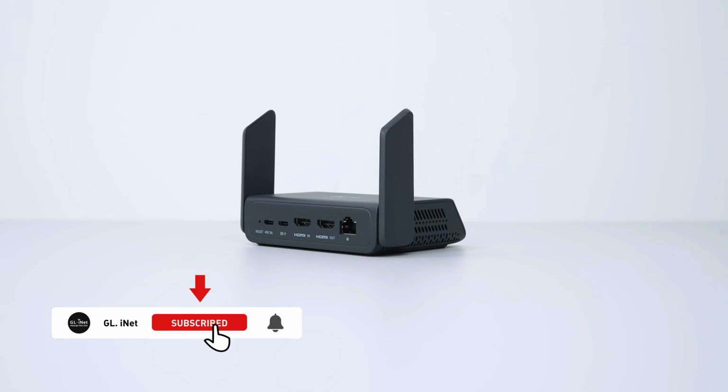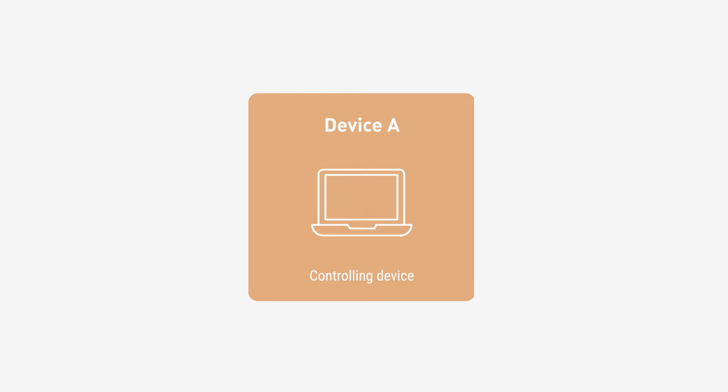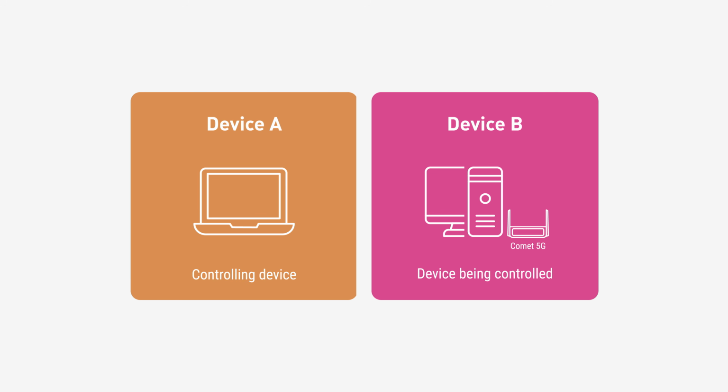Today, we'll walk you through the step-by-step setup of the Comet 5G. For clarity, the controlling device will be referred to as Device A, and the device being controlled as Device B.